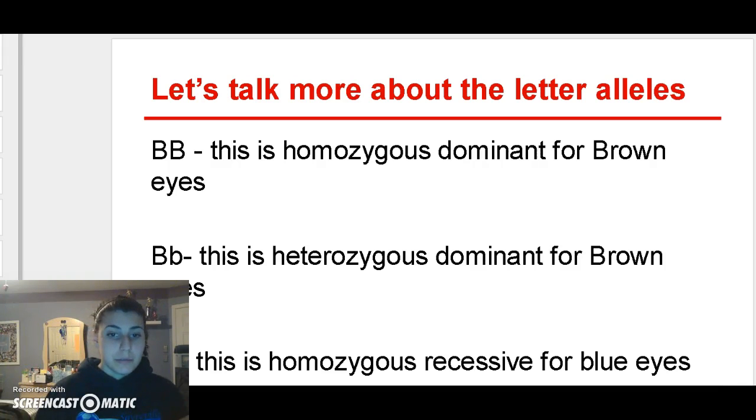Now you have little b, little b, this is homozygous recessive. It's homozygous because it's the same, you have two little b's, but it's recessive because it's a little letter, and it's for blue eyes because that's the recessive gene that we will be talking about.